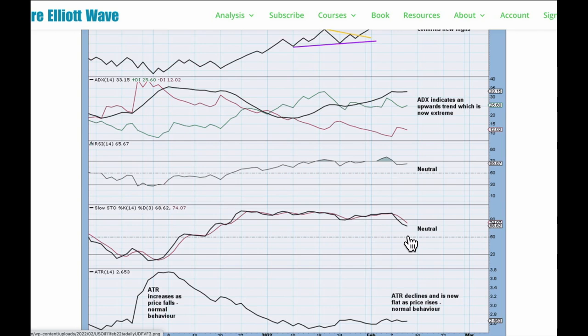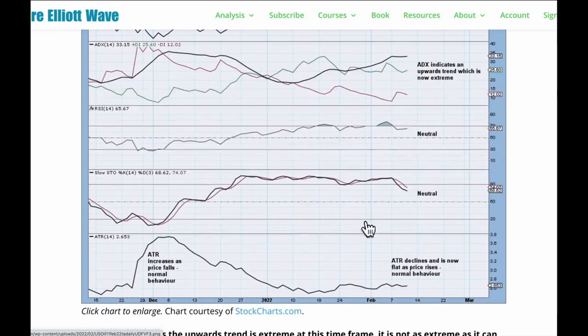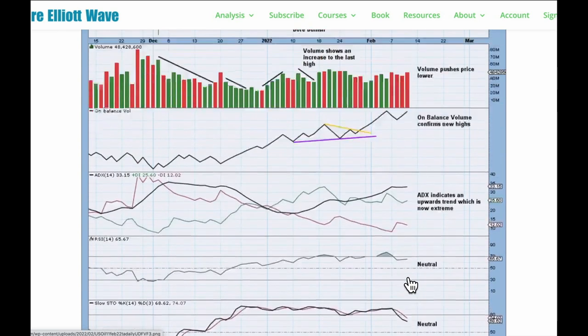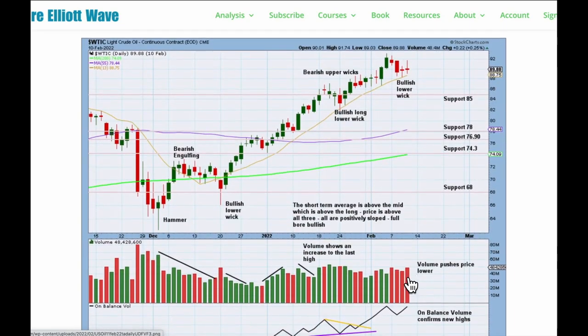Okay, stochastics in neutral territory, but in a trending market we use RSI, not stochastics. This is here for a consolidating market. It can remain overbought for a long period of time. An ATR flat as price rises is normal behaviour for this market.